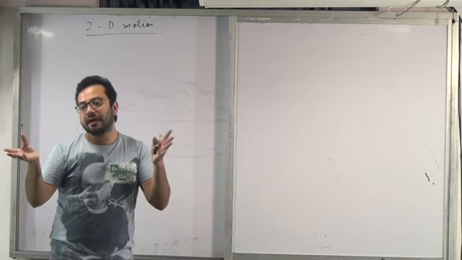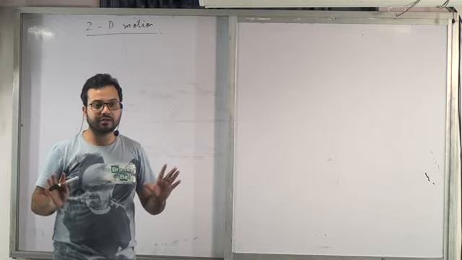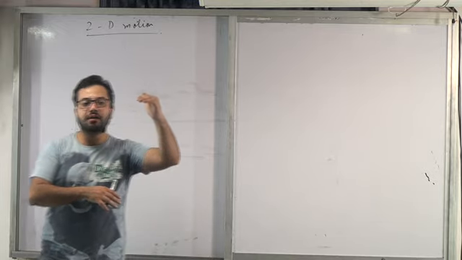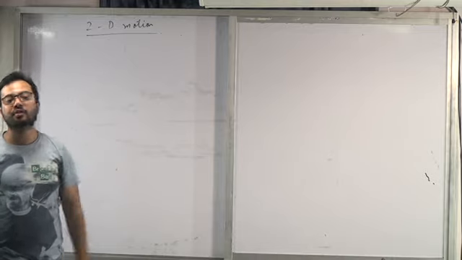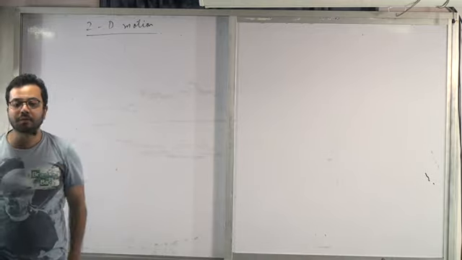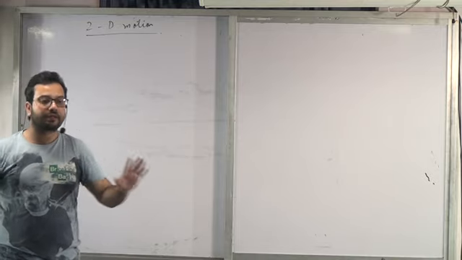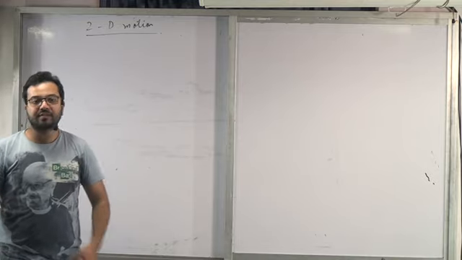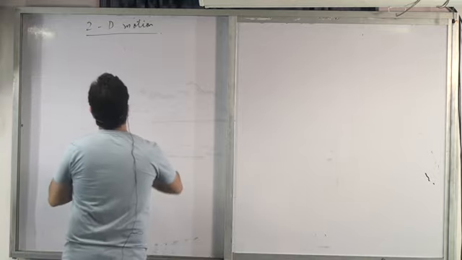So any 2-dimensional motion we have, we can resolve into 2 components, and we can treat both the components as independent one-dimensional motions, and then we can apply all the equations we know for one-dimensional motion. Is that clear? That is the bottom line of this exercise that we are going to do. Alright? Okay, so let's get started.